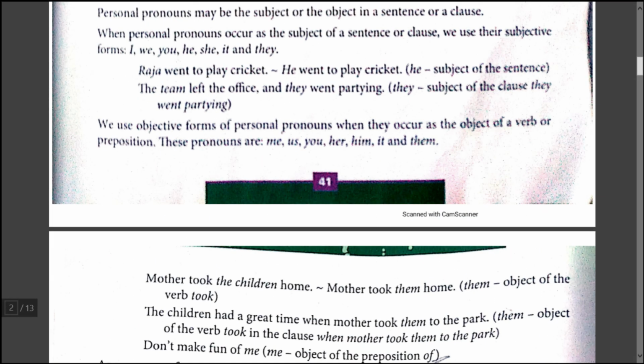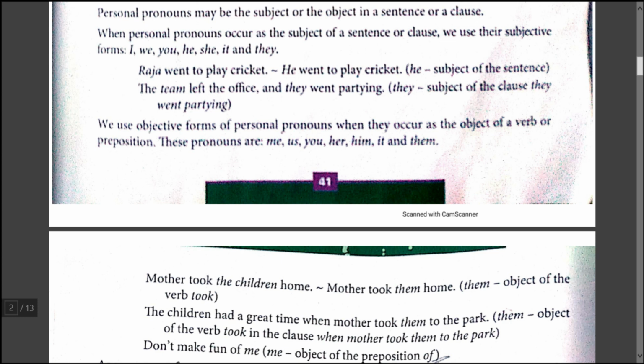Next one, personal pronouns may be the subject or the object in the sentence or a clause. Clause, I'll be teaching you in the clauses chapter. When personal pronouns occur as the subject of the sentence or clause, we use their subjective forms, that is I, we, you, he, she, it and they. So here right now I explain in the table also. In subjective case what will come? I, we, you, he, she, it and they will be coming.